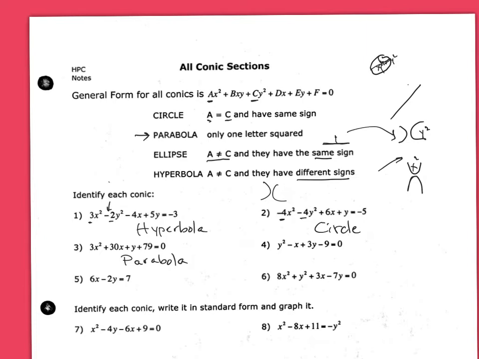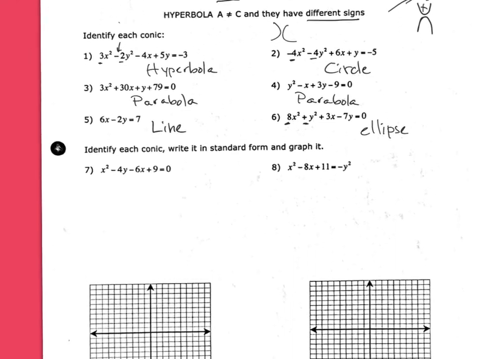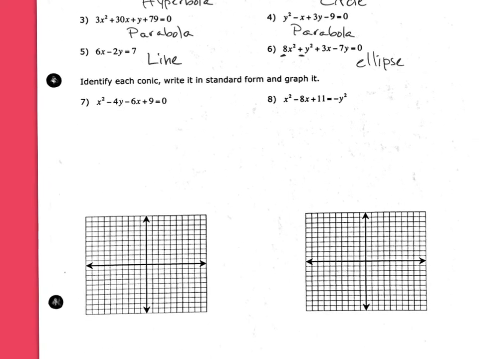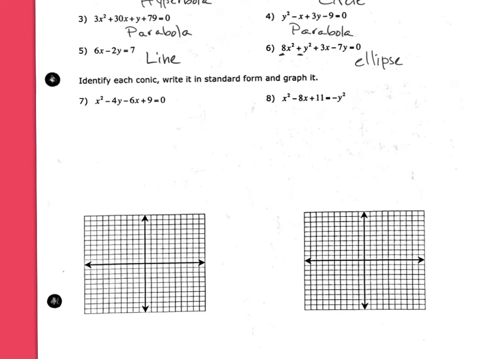For this one, we only have one letter squared again, another parabola. Number 5, no letters are squared, so this is a line. And for number 6, both squared, both positive, but their numbers are different, coefficients different, so this is an ellipse. So then once you know what it is, you have that blue formula paper that will tell you how to put it into standard form, or tells you what standard form looks like.